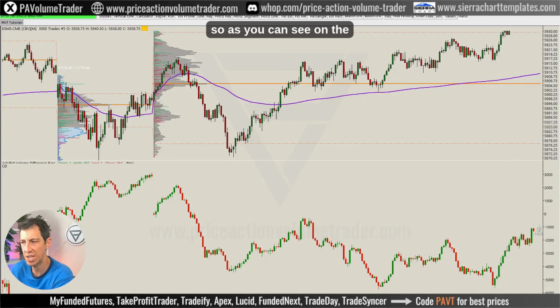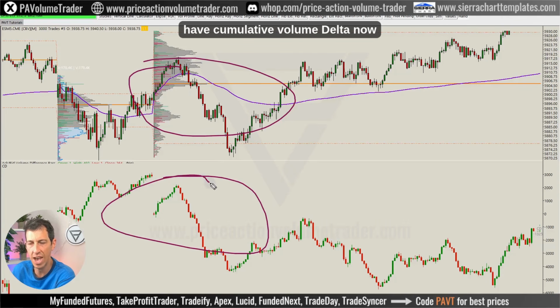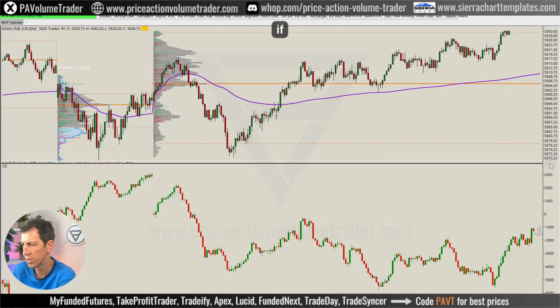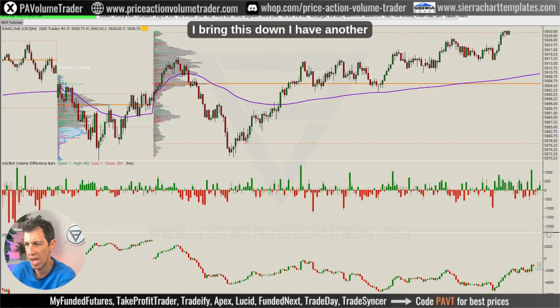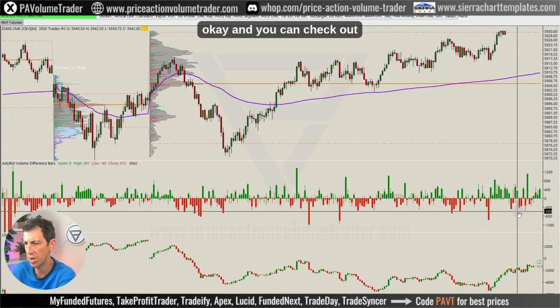So as you can see, on the top we have the price chart. On the bottom we have cumulative volume delta. Now, if I bring this down, I have another indicator here. This is on TradingView, okay?